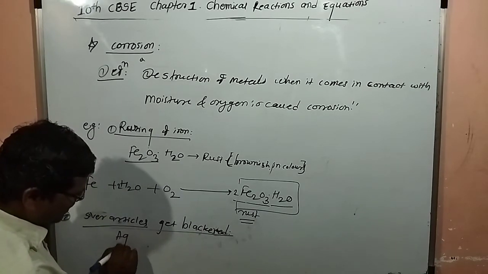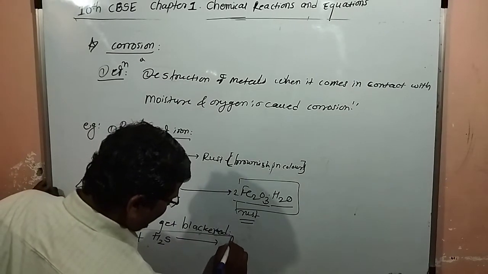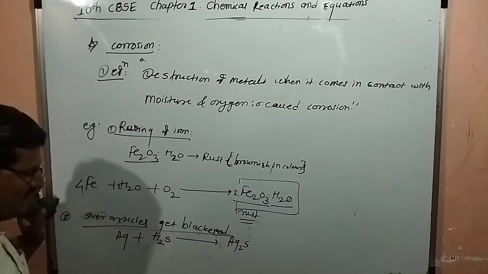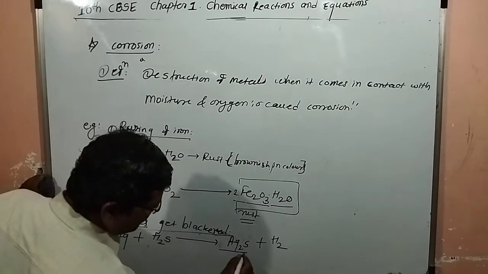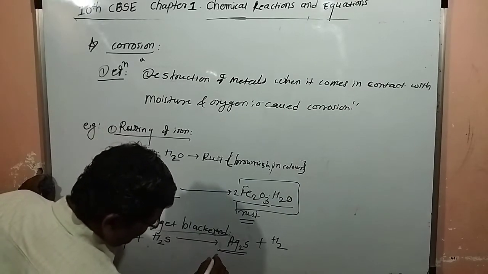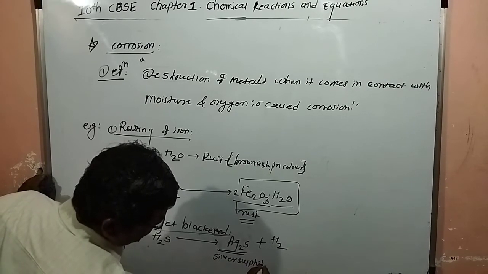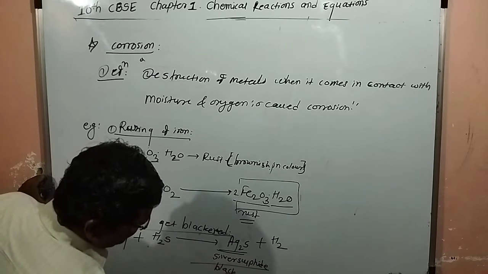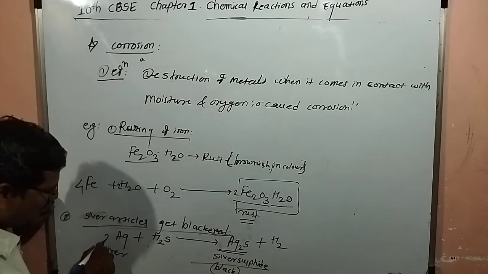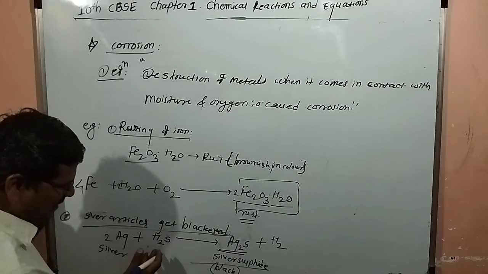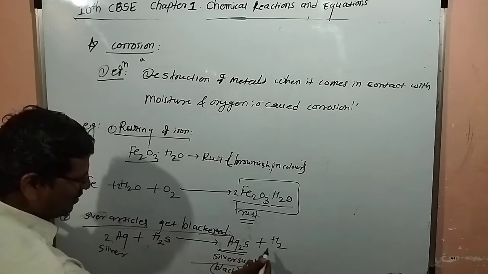So silver Ag plus, it is reacting with H2S and it is forming Ag2S, and plus hydrogen gas will be given out. So because of this only, the name is silver sulfide, and because of that silver sulfide, it is becoming black in color. Black color gets developed. So twice Ag, Ag2, S1, and H2 is there.